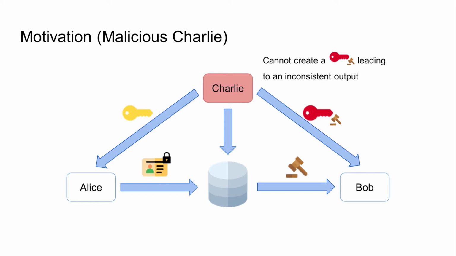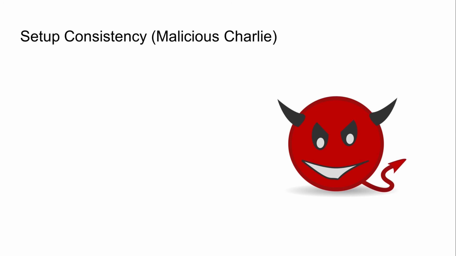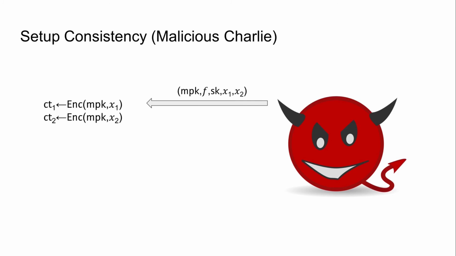Next, we are focusing on the case of a corrupted Charlie. Here we want to prevent Charlie from generating misleading functional keys. Such misleading functional keys could, for example, make Bob think that the suspect is not contained in the picture, even though it is, and the other way around. The notion that focuses on a malicious Charlie is the notion of setup consistency. In this game, the adversary first outputs a master public key, a function, a functional key, and two plaintexts. The challenger then encrypts both of the plaintexts and runs the decryption procedure using the functional key sent by the adversary on both of the generated ciphertexts.